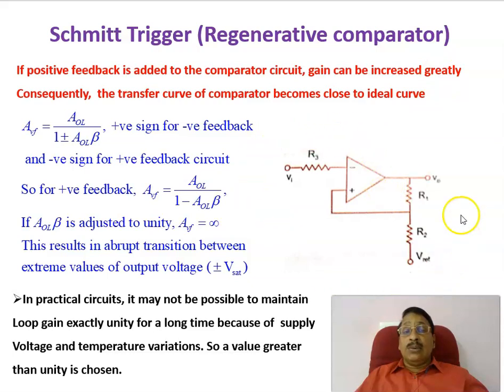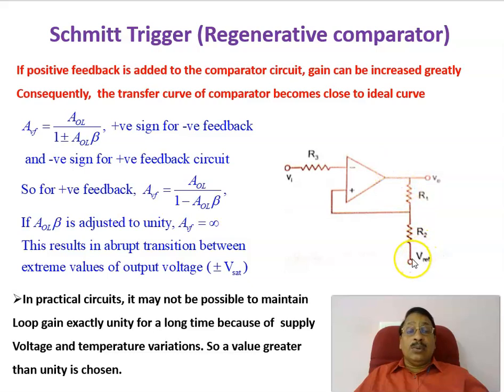This is a circuit diagram of a regenerative comparator or Schmitt trigger, in which an op-amp is used. Vi is the input signal that is connected to the non-inverting terminal through a resistance. Here, these two resistances, R1 and R2, are the feedback resistances, and the output voltage is either plus Vsat or minus Vsat, depending upon the relative magnitude of the inputs. And at this end we are applying a reference voltage.